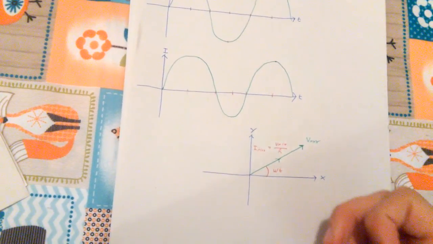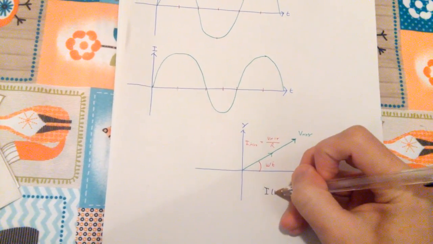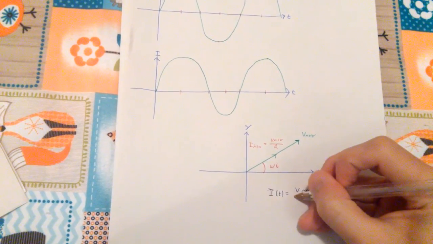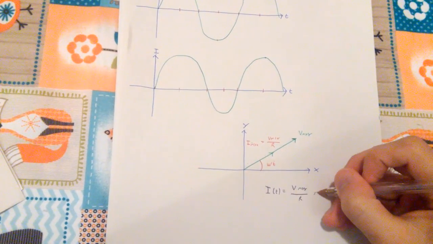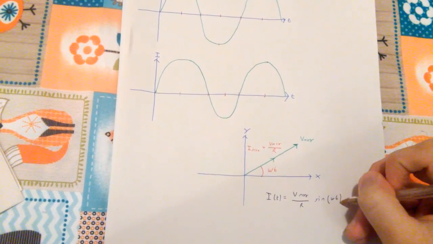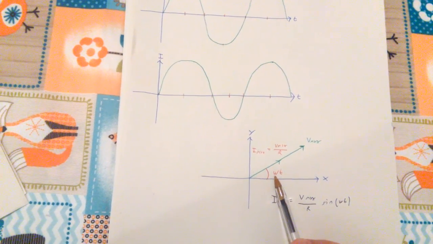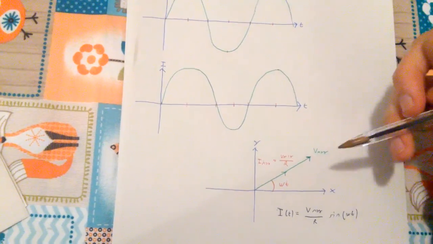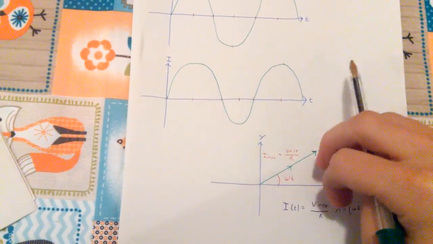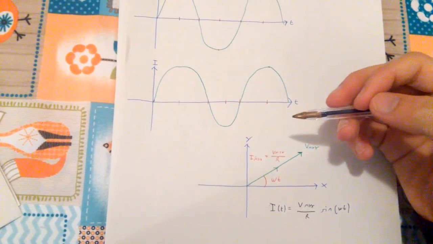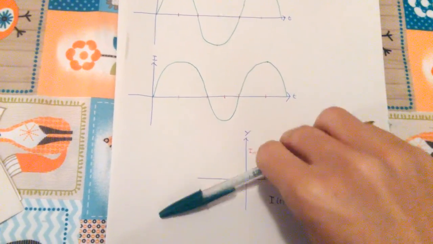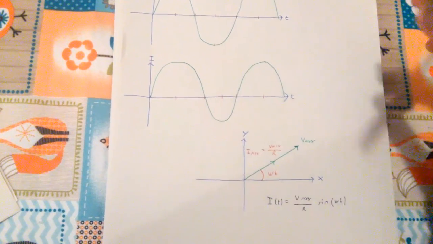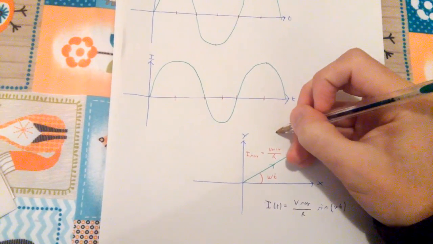And that I(t) is actually Vmax over R times the sine of omega t, which is this angle here. Now, this is actually static because I can actually move a piece of paper, of course. But I'm gonna show you what I mean, because these will actually be like this, like this, like this, going on in the other direction.